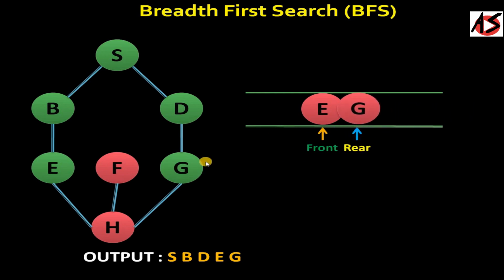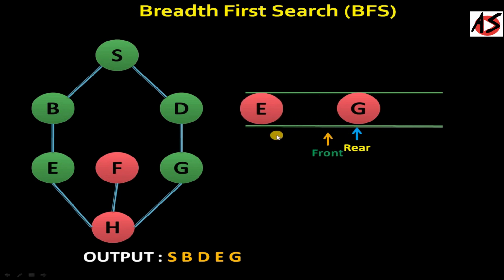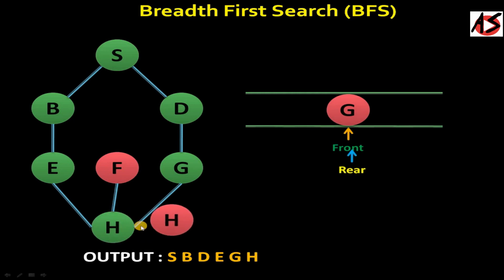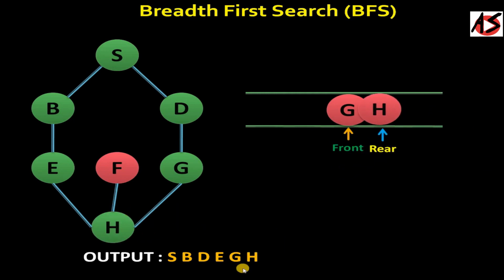Now again you delete the front node, that is E. When you delete E, its adjacent nodes are B and H. B is already visited, so you insert H into the queue. Now H is visited, so H is in the output list. Now you delete the front node from the queue, that is G. For G you have two adjacent nodes, D and H. Both are visited now, so no need to insert anything in the queue.